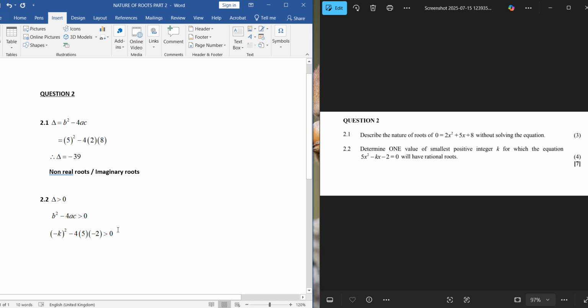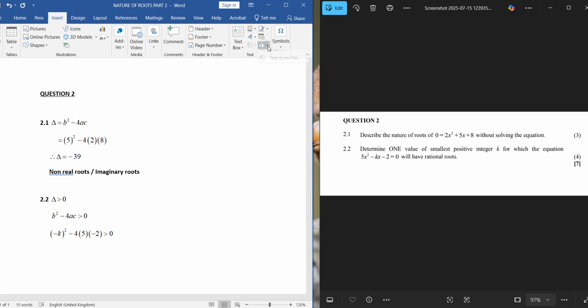Now from here, 1 mark for the correct substitution into the correct formula. 1 mark for delta, it must be greater than 0 using the words rational roots. Then you have 2 marks so far. We must now simplify. Anything squared, regardless of whether it's negative inside the bracket, because of the square outside, the whole thing will be positive.